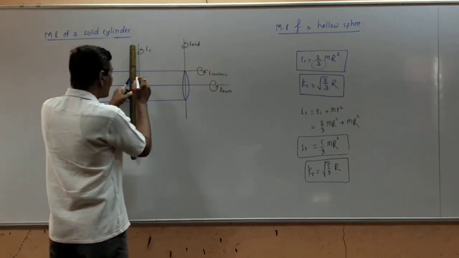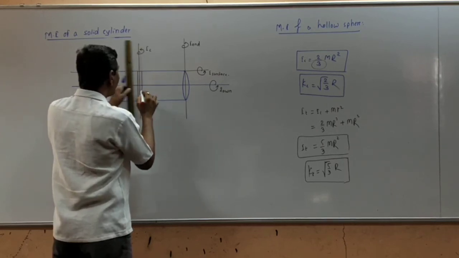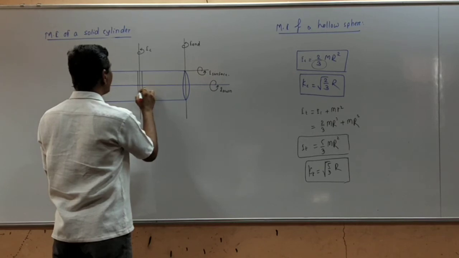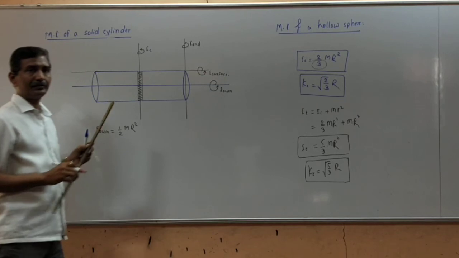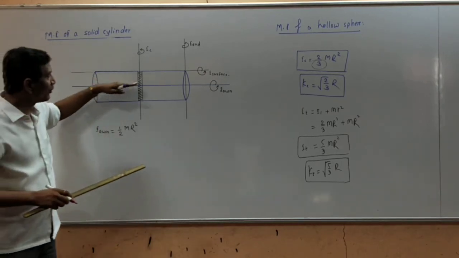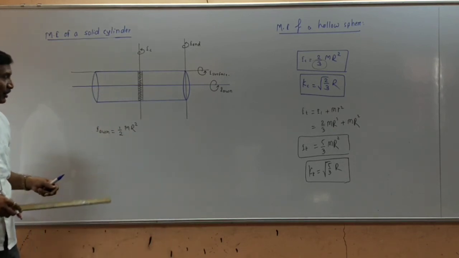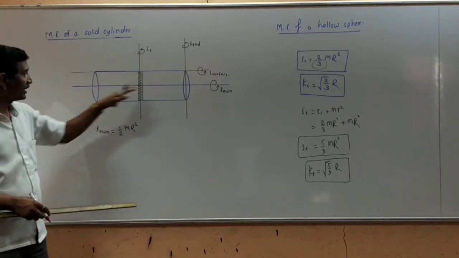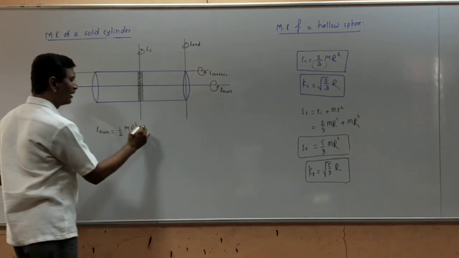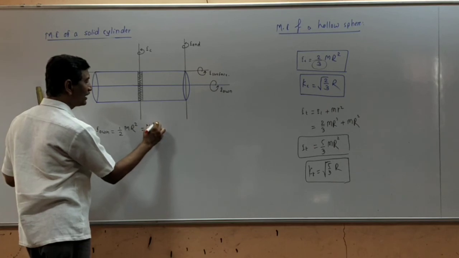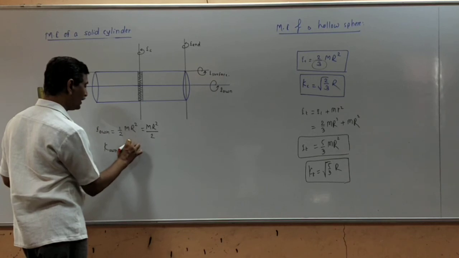So for our convenience we assume that this solid cylinder is made up of a large number of identical elements. Each element is like a disc. So you are familiar with the moment of inertia of a disc about an axis passing through the center. Its formula is mr square by 2. Similarly here, moment of inertia of the solid cylinder about its own axis is 1 upon 2 mr square, or it is mr square by 2. What is its radius of gyration? So radius of gyration is r by root 2.